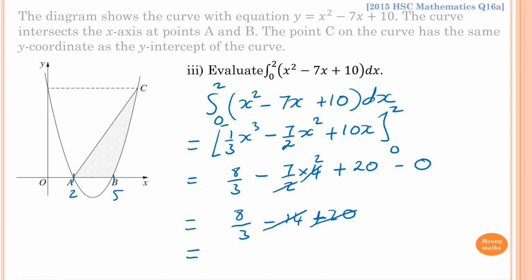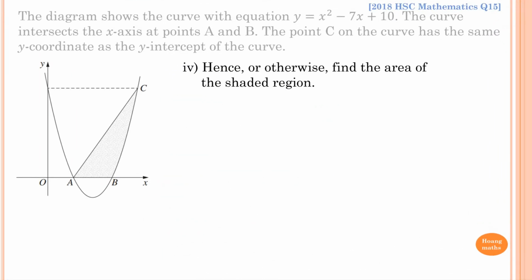So 8 over 3 is 2 and 2/3, plus 6, which gives me 8 and 2/3. There is no unit because the question just asked to evaluate. That's all. Part 4. Hence or otherwise, find the area of the shaded region.